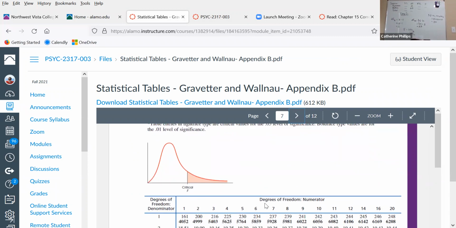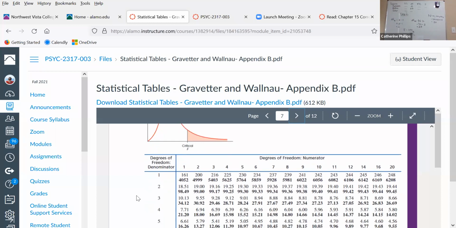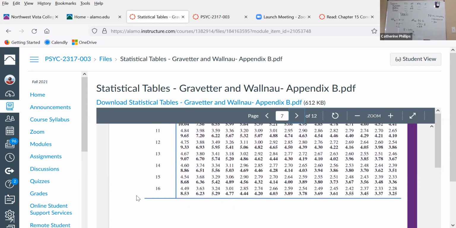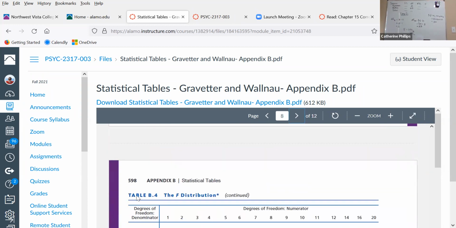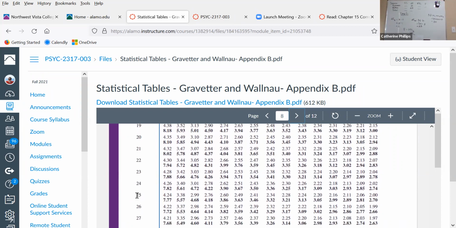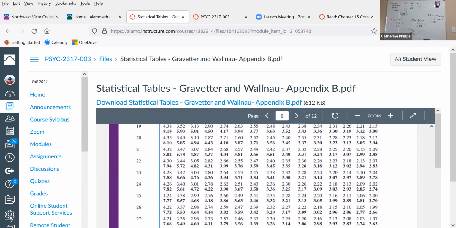What we see up here on the top, degrees of freedom numerator, that's the degrees of freedom of the numerator of the F statistic. So the numerator, in our case, the degrees of freedom of the numerator was 2. And then along the side, we have degrees of freedom denominator. That's the degrees of freedom of the bottom part of our F statistic, which is the degrees of freedom within, which was 27.